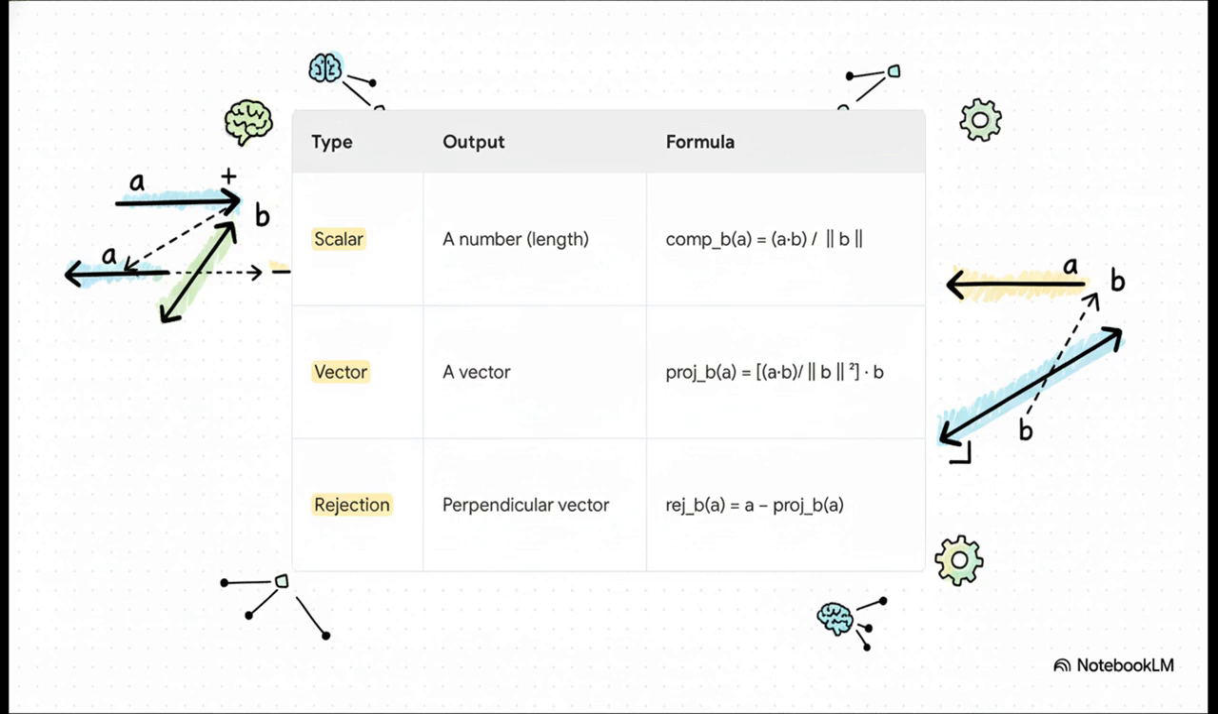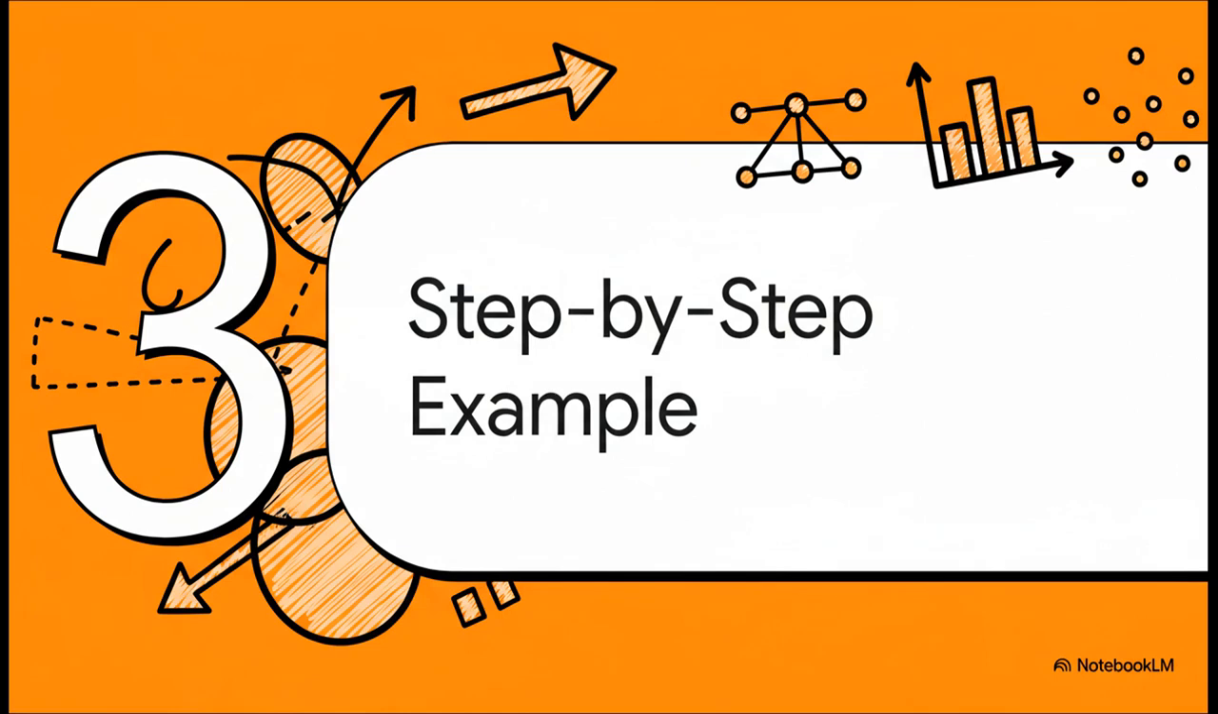Then we have the vector projection. Now this is the one we're really after. This doesn't just give you a length, it gives you the actual shadow vector itself, with both its length and its direction. And finally, the vector rejection, which is just, well, it's the leftovers. The key thing to remember is the difference. Scalar gives you a length, vector gives you the actual arrow. Theory's great and all, but let's get our hands dirty. We're going to walk through an example right now and see how these formulas actually come to life.